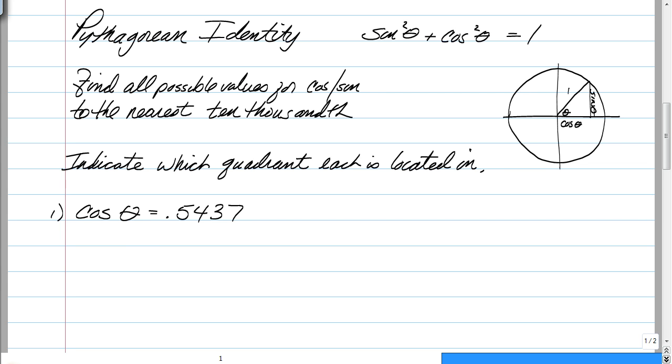So to start this problem, what you want to do is, again, draw your cosine value. Now think about cosine. It says that it has a positive 0.5437 value. Well, where is cosine positive? It's positive in quadrant 1 and in quadrant 4 because cosine is your x value. So from here, you're going to set up your Pythagorean identity. So you're going to have your sine squared theta plus 0.5437 squared is equal to 1. So you're going to have to use your calculator.